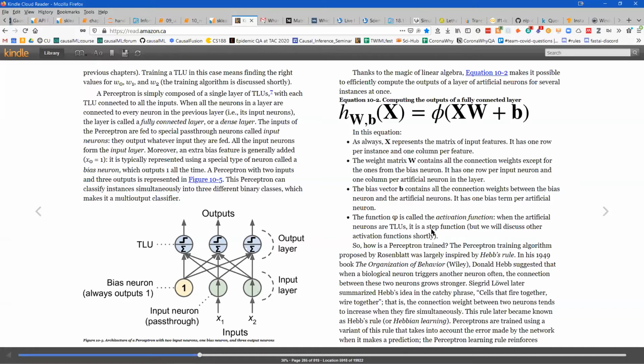But this idea of Hebbian learning is not really that clear. Cells that fire together wire together. That is, the connection weight between two neurons tends to increase when they fire simultaneously. So I guess that means if something stimulates these neurons to fire together, then they learn that response. Like maybe if you see a dog and your fear reflex gets triggered, then every time you see a dog, your fear reflex gets triggered. I don't know, it seems like a tautology to me.